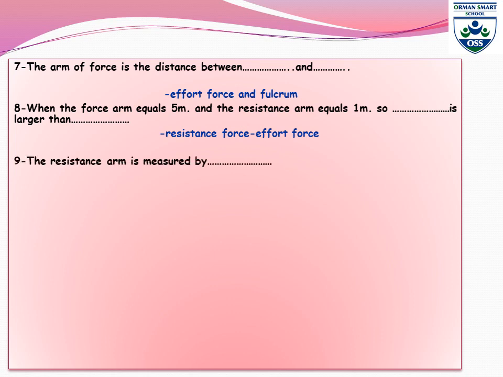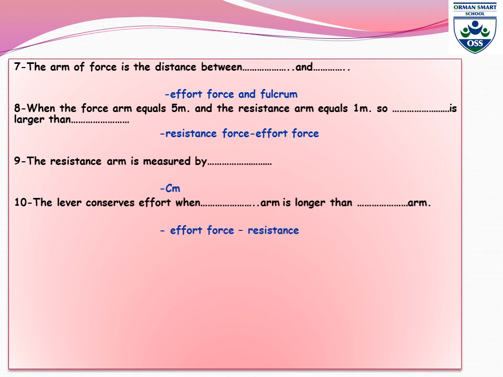9. The resistance arm is measured by centimeter or meter units. 10. The lever conserves effort when the effort arm is longer than the resistance arm. The lever which conserves effort is the second-class lever, so the lever conserves effort when the effort force arm is longer than the resistance arm.